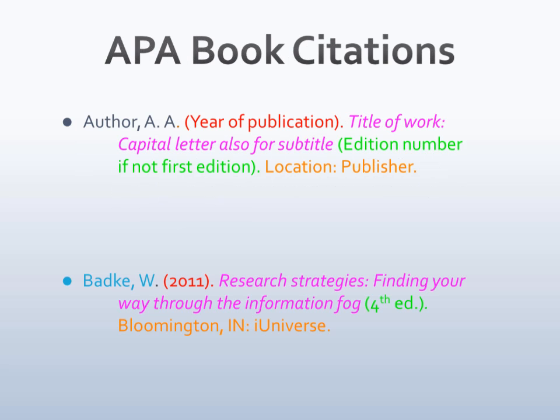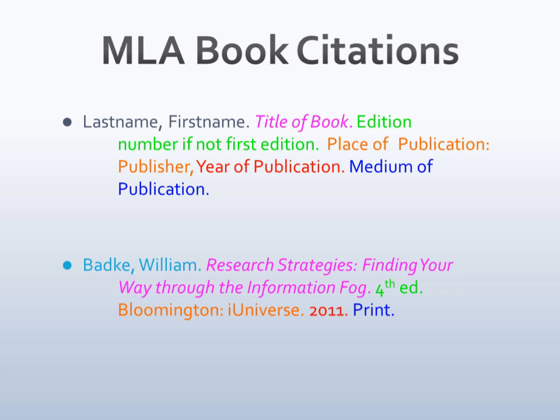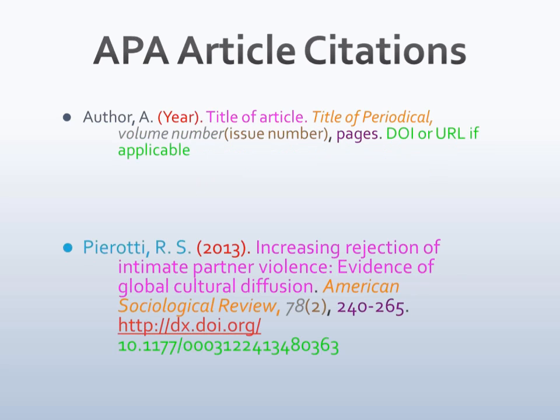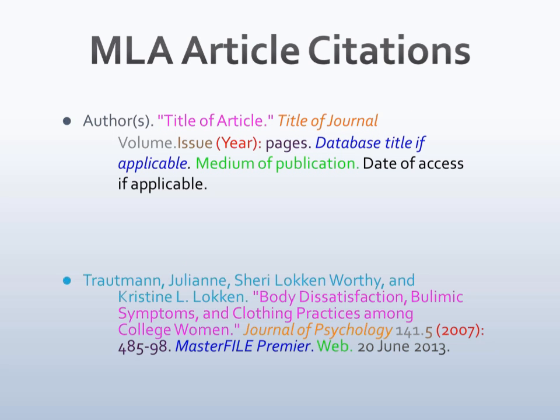At the top you have a template for formatting a citation for a book in APA style. Below you can see a specific example of what that looks like. In MLA, a citation for a book looks like this. This is a template and an example of citing an article in APA style. This is a template and example of citing an article you found in a database in MLA style.